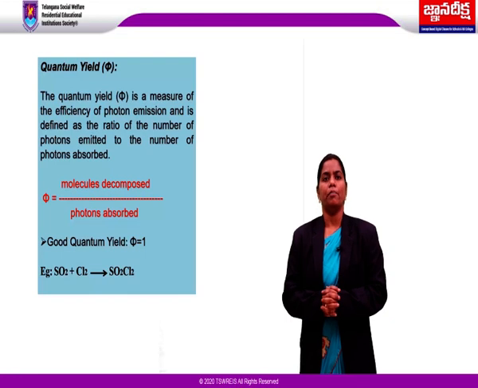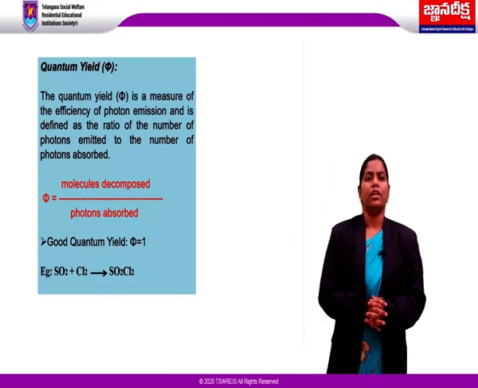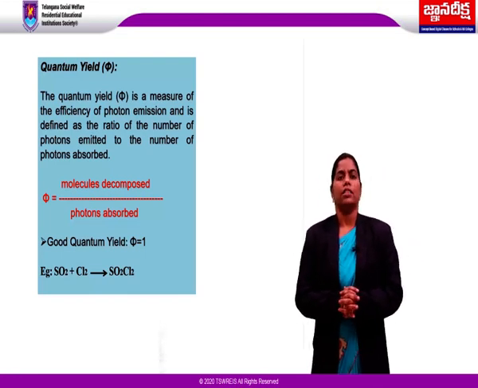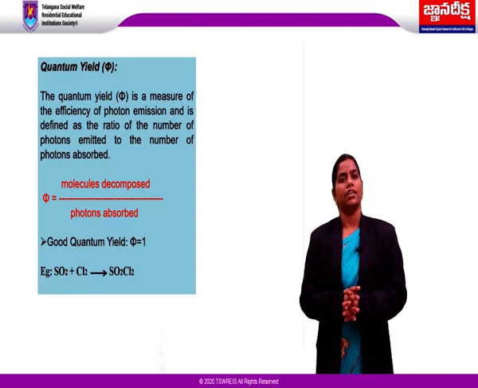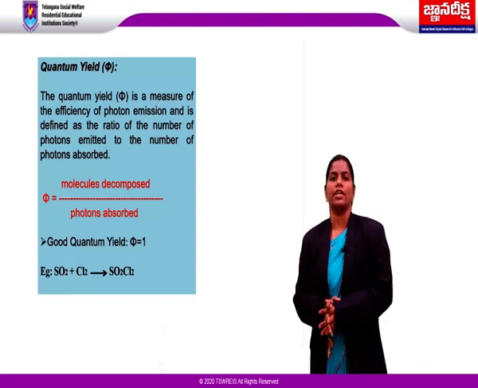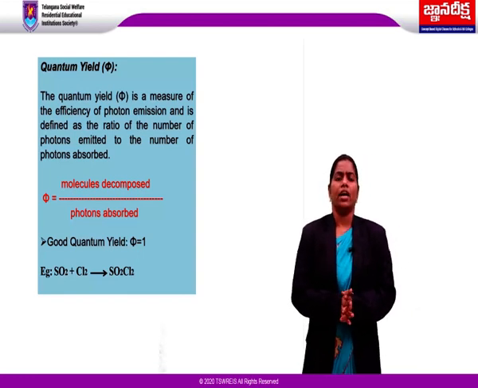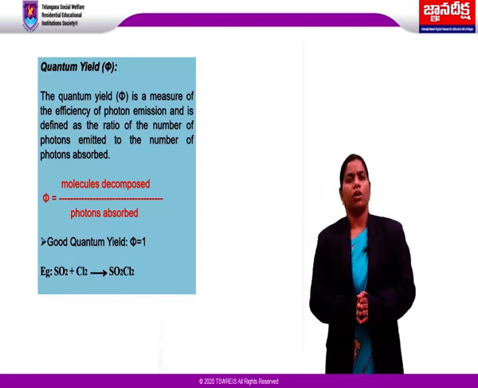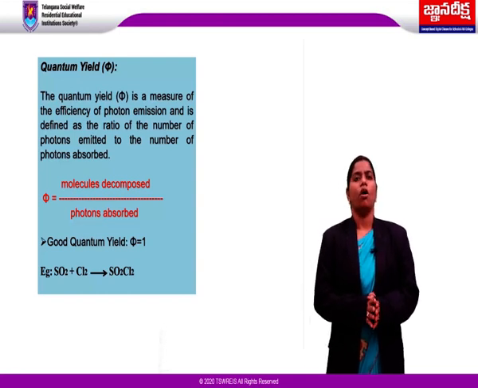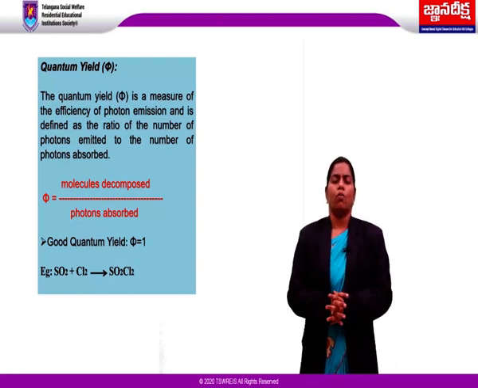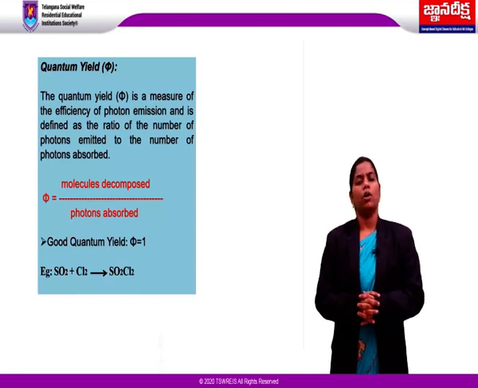It is given by the formula: the number of molecules that are decomposed, or the number of molecules that are successfully converted into products, divided by the number of photons that are absorbed. So the quantum yield may be equal to 1, less than 1, or greater than 1. So what if the quantum yield is equal to 1?